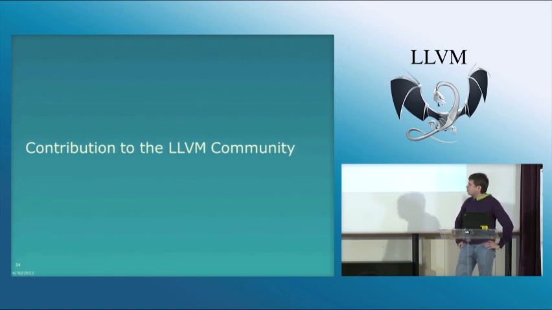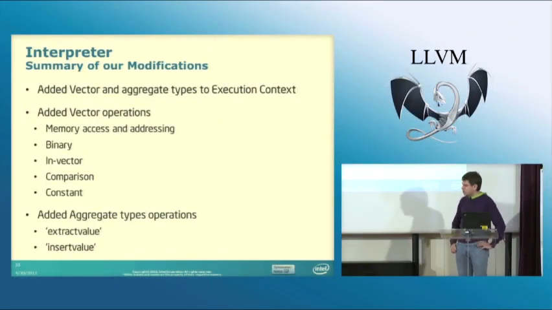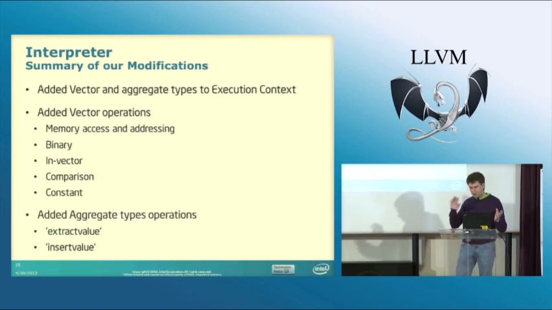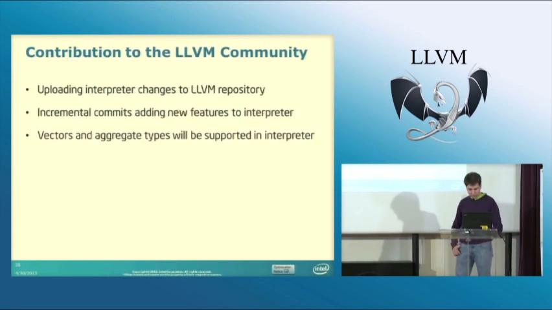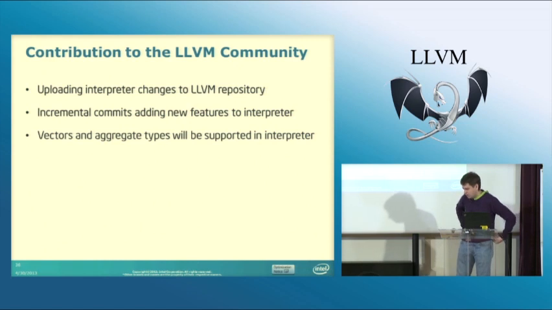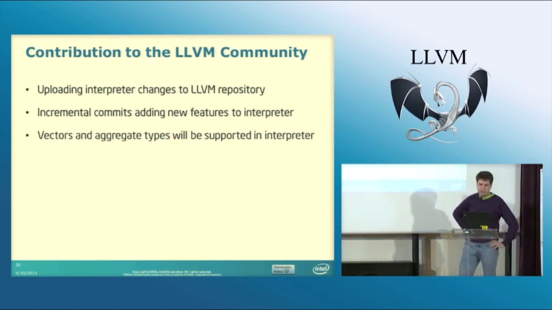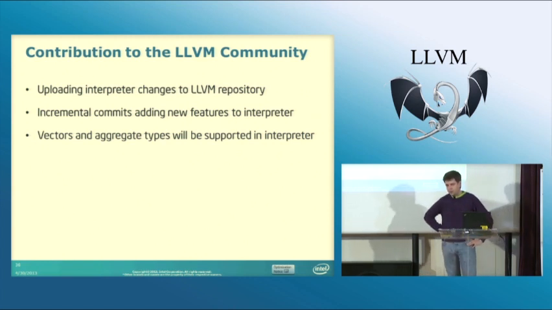Okay, now a few words about what we're going to contribute back to the community. These are again the list of what we changed in the interpreter. We added vector types and all types of operations which handle those vector types. We're going to submit it to the community. We have already committed 2 patches, adding vector support and adding a limited set of operations. We are going to perform several incremental commits, and they're underway. As a result, we hope there will be full support for vectors and aggregate types in the interpreter, so you guys can use it.